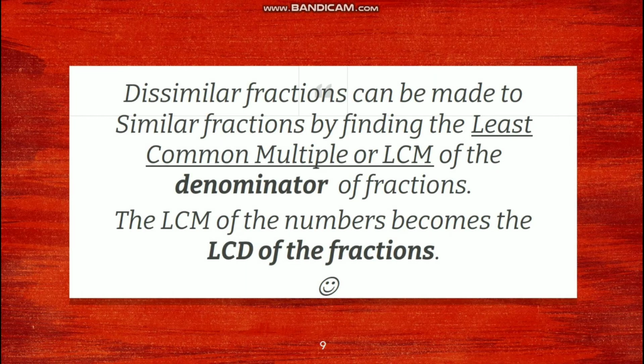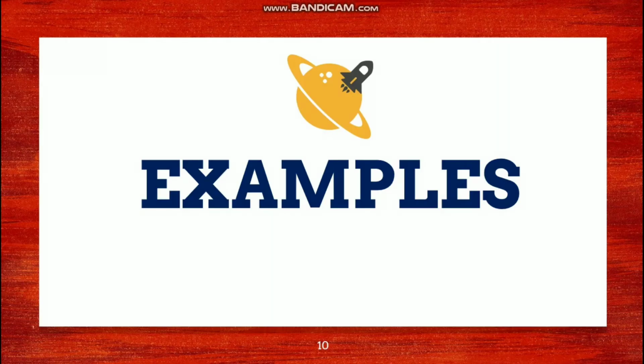Dissimilar fractions can be made into similar fractions by finding the least common multiple, or LCM, of the denominators of the fractions. Remember LCM? It's like skip counting, right? Okay. Since we are looking for the least common multiple of the denominators, the LCM of the numbers becomes the LCD of the fractions, or the least common denominator. For better understanding, let us apply it in our examples.